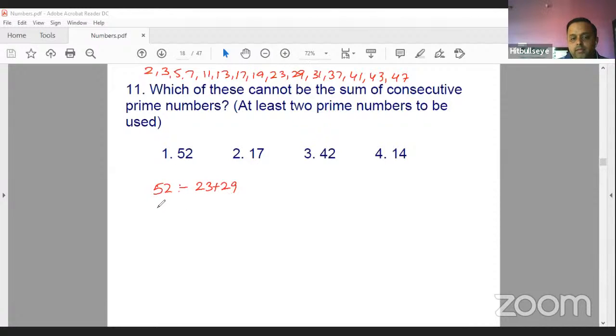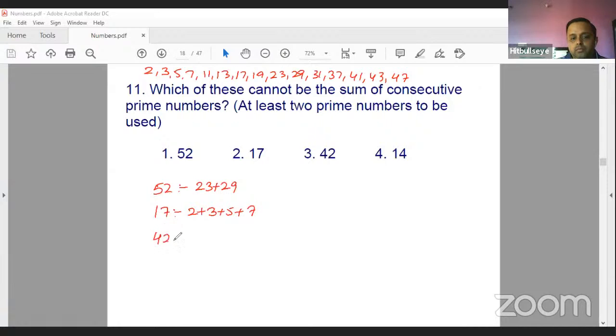What about 17? The prime numbers should be consecutive ones. So 17 can be the sum of 2, 3, 5, and 7. Right? 2 plus 3, 5 plus 5, 10 plus 7, 17. So 17 is also possible. The question is saying at least two primes should be used, not exactly two. It could be more than two also.